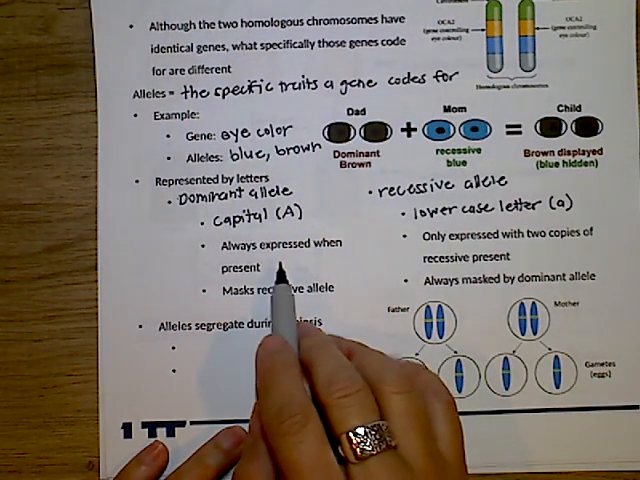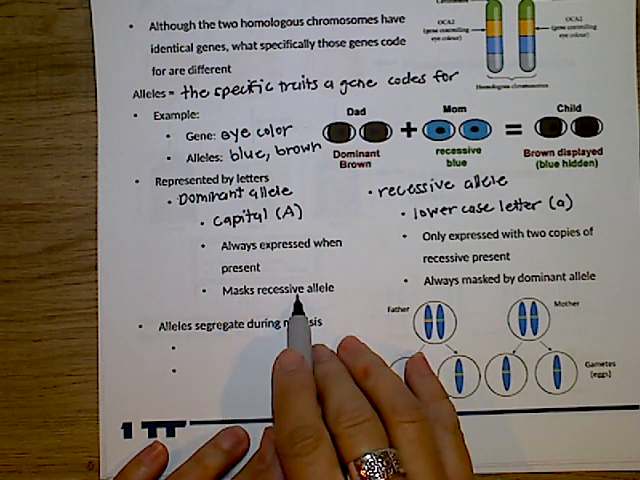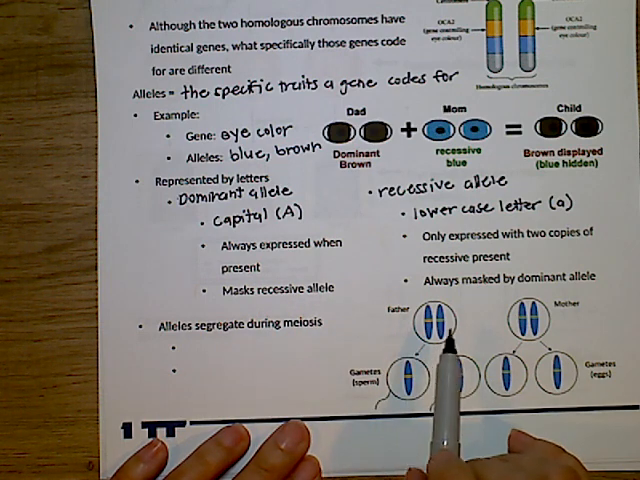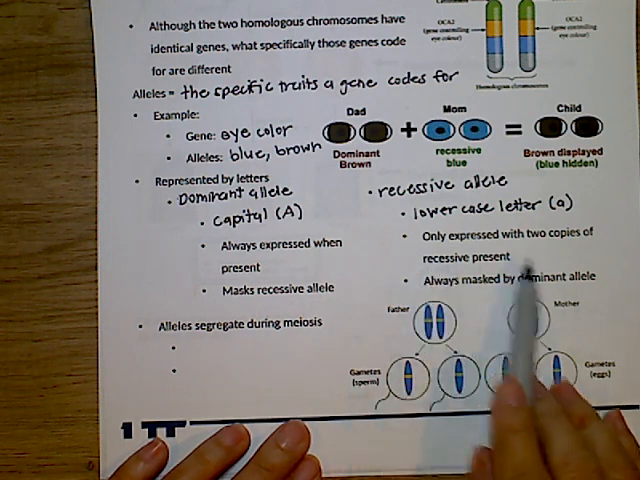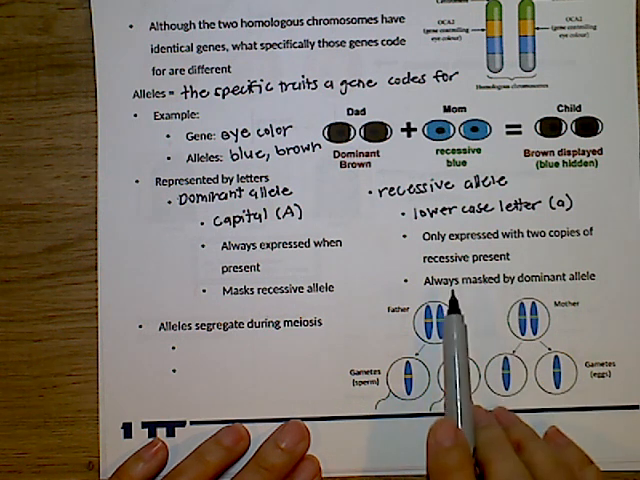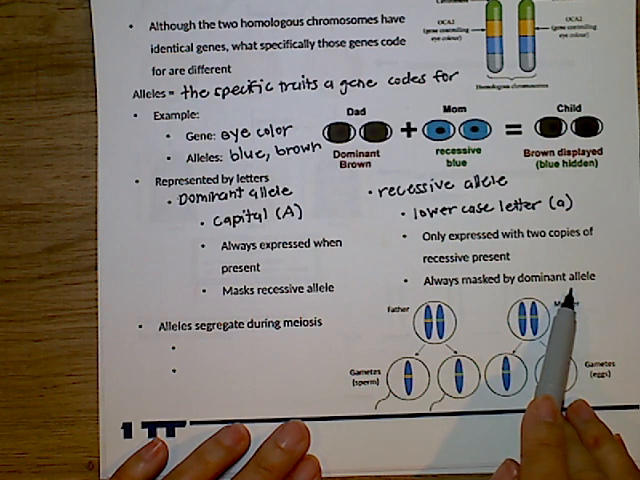And the dominant allele will always be expressed when present, and it will mask the recessive allele if there is one. And recessive alleles are only expressed if you have two copies of the recessive allele, because it's always masked by the dominant allele.